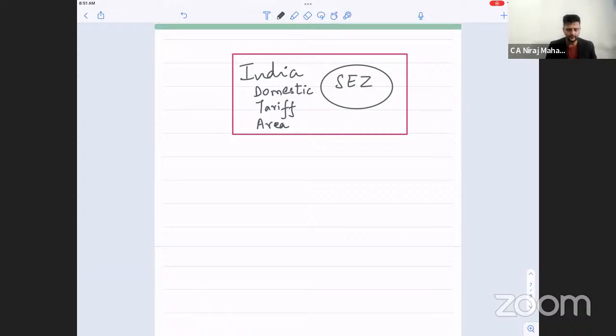Okay, everybody, let's go ahead. So tell me, the area other than SEZ in India is called what, bacho? DTA, domestic tariff area. Clear? All right, let's go ahead, everybody. Let us check again our textbook.